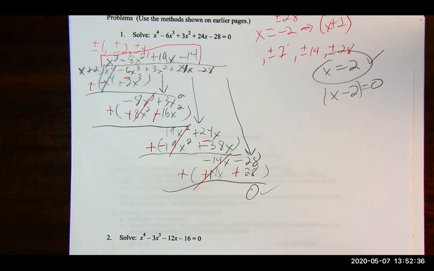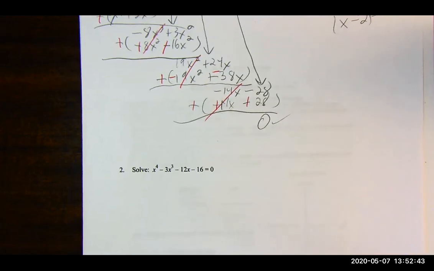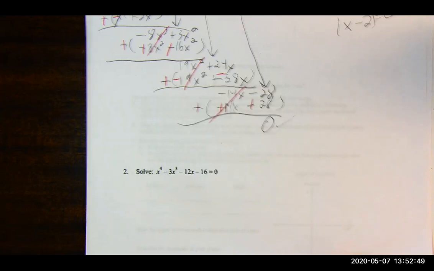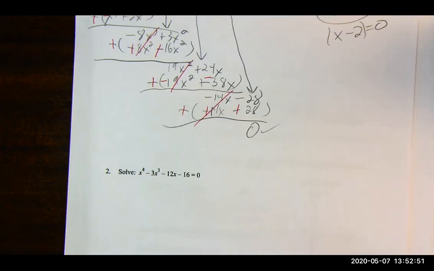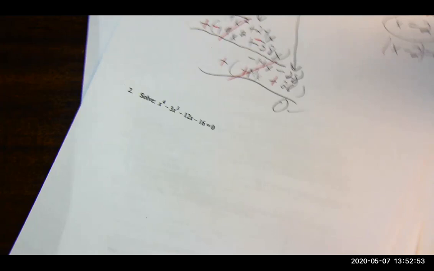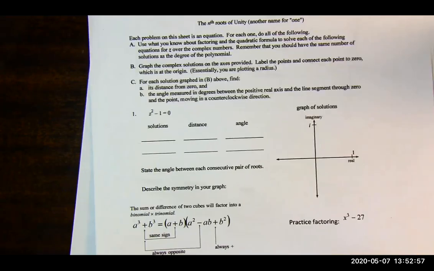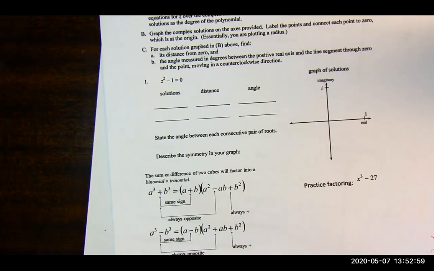The answers will be posted for you to check. Show up to tutoring if you have questions. Expect a quiz. This is pages 24, 25, and 26. The next video will be pages 27, 28, and 29, dealing with de Moivre's theorem, connecting polynomials to circles in an interesting method.